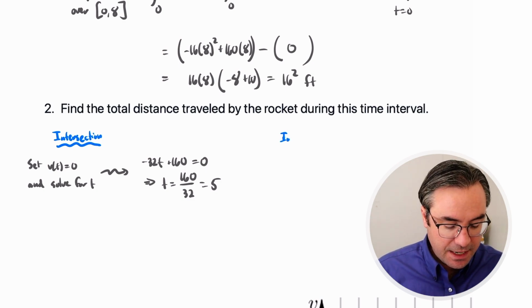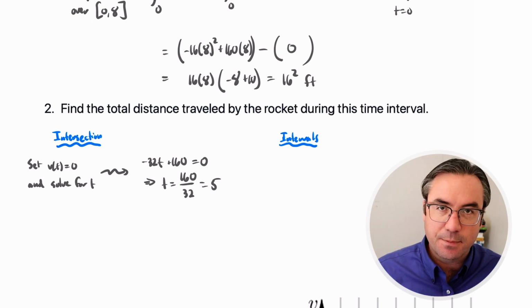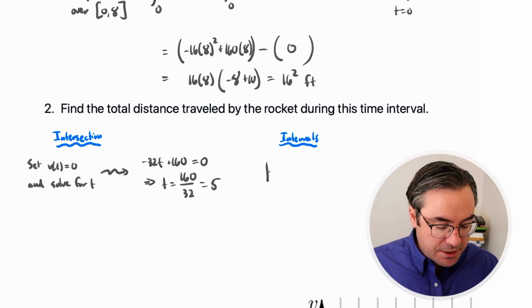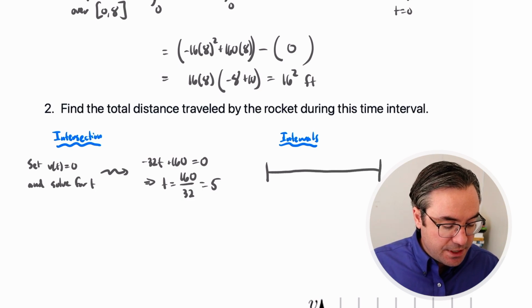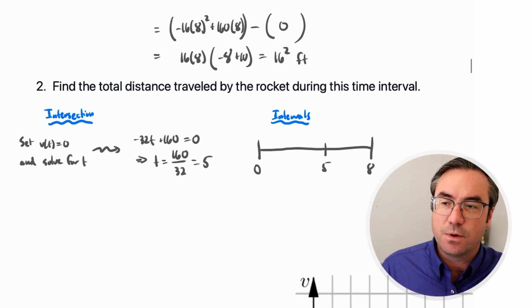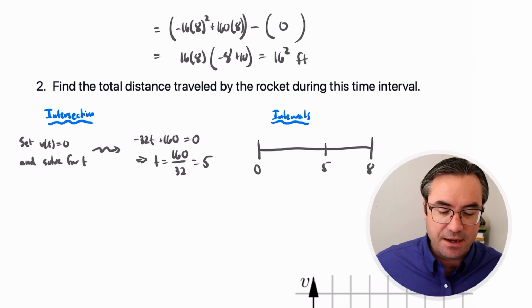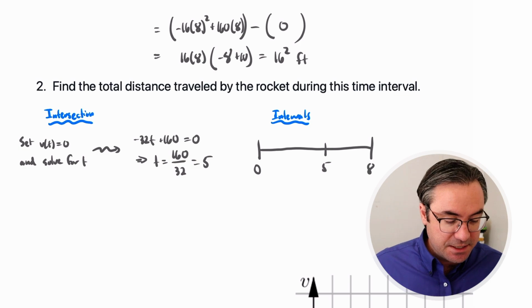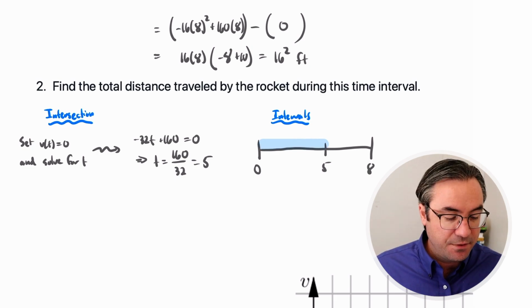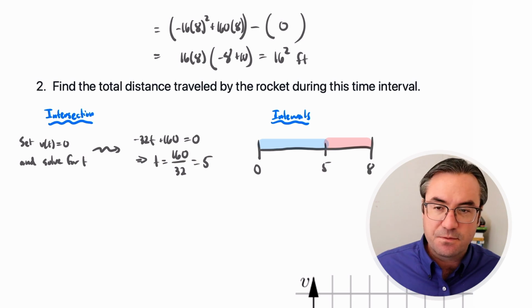So then we can go through and just investigate the intervals a little bit. We could probably just do this from the graph, but if we didn't have the graph, our time interval is going from 0 to 8, and we plot our intersection points, so when the velocity function was 0, in this case 5. What this does is it splits up our time interval into two sections. We have this section going from 0 to 5, and then we have this section going from 5 to 8.